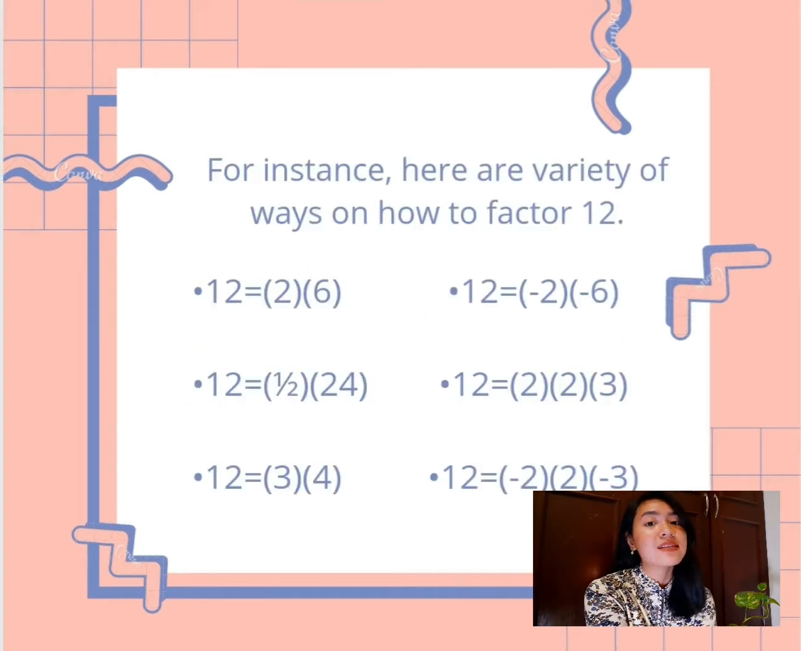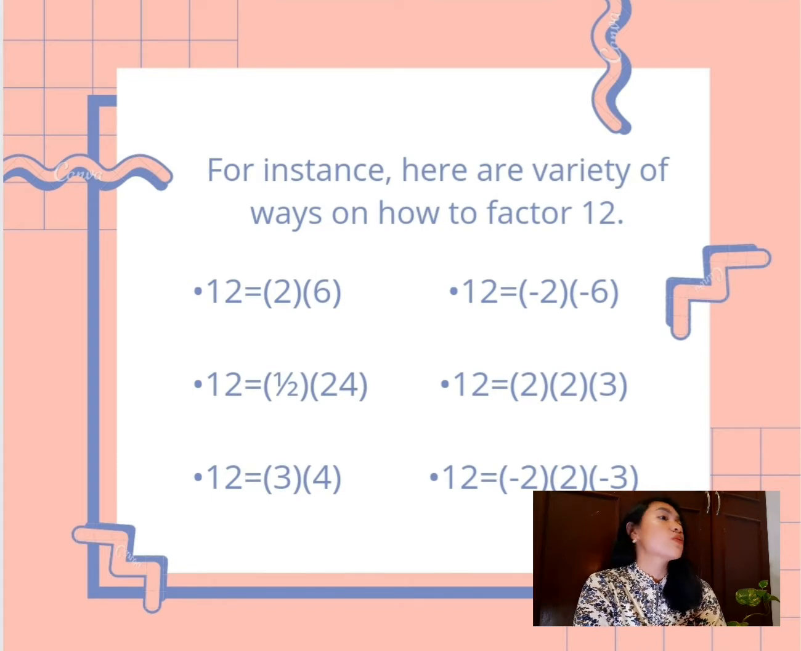For instance, here are a variety of ways on how we factor 12. First, 12 is equal to 2 times 6. Second, 12 is equal to 1/2 times 24. Third, 12 is equal to 3 times 4. Fourth, 12 is equal to negative 2 times negative 6. Fifth, 12 is equal to 2 times 2 times 3. And lastly, 12 is equal to negative 2 times 2 times negative 3. There are many possible ways to factor 12, but these are representatives of many of them.